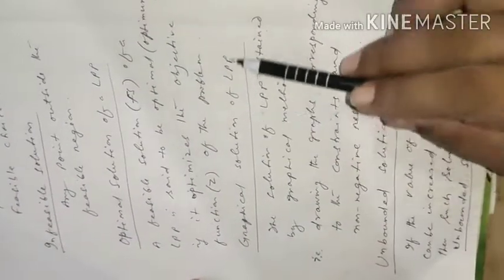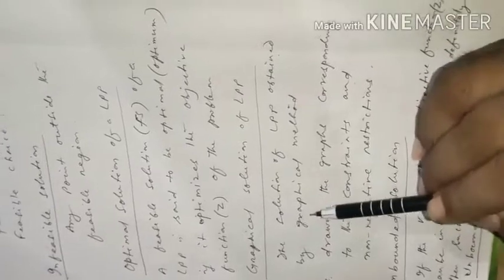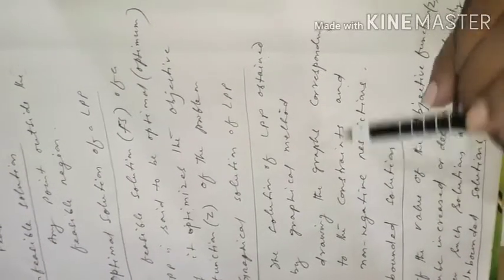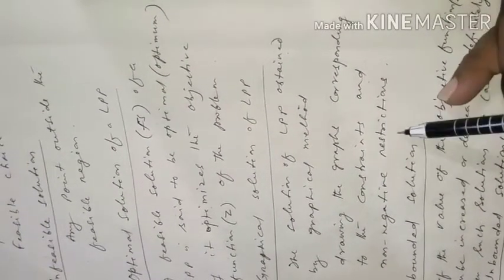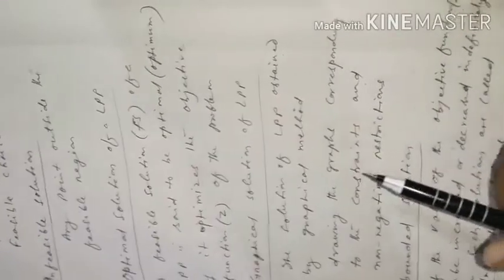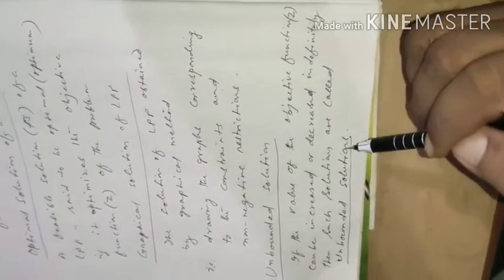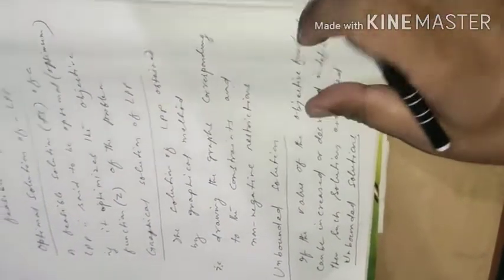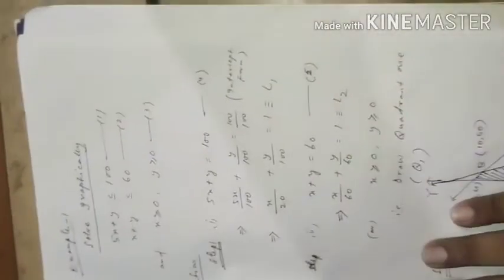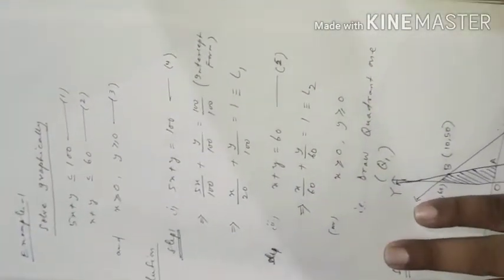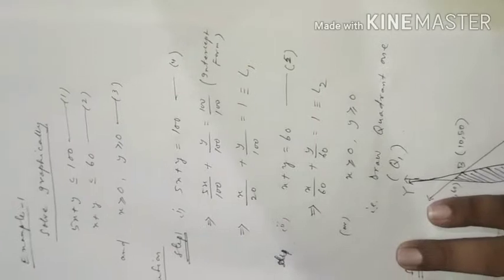Graphical solution of an LPP. The solution of an LPP obtained by the graphical method, that is, drawing the graphs corresponding to the constraints and non-negative restrictions. What is an unbounded solution? If the value of the objective function can be increased or decreased indefinitely, then such solutions are called unbounded solutions. Let us discuss it with an example, then it will be easy for the students.